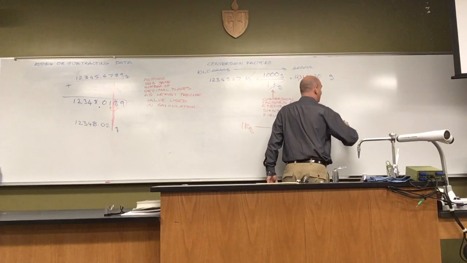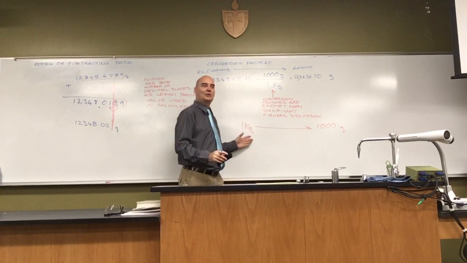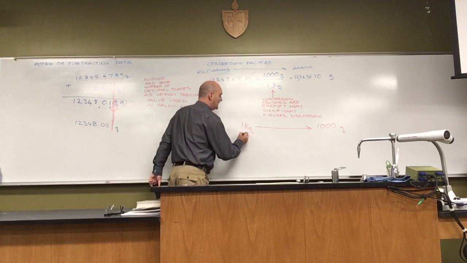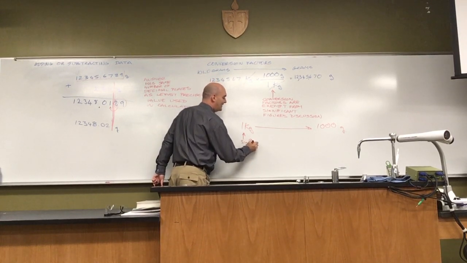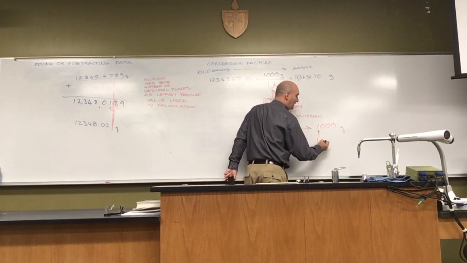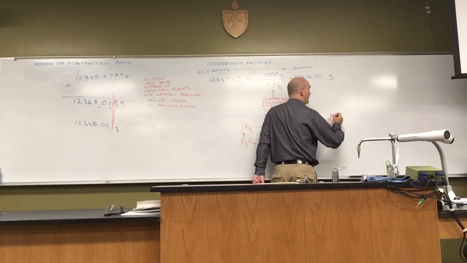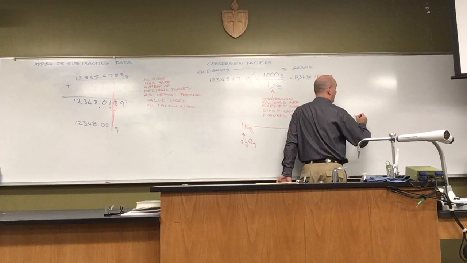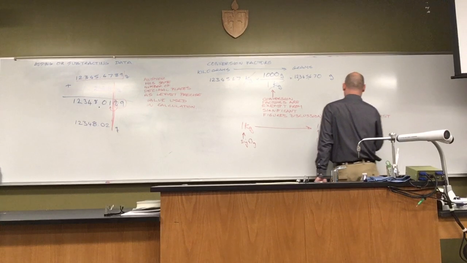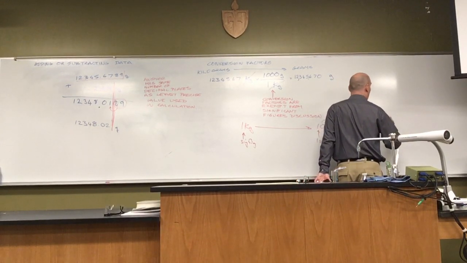So zeros after the first real number could be a consequence of us converting the units. This has 1 significant figure. Therefore, this only has 1 significant figure. Zeros after the first digit are not significant.